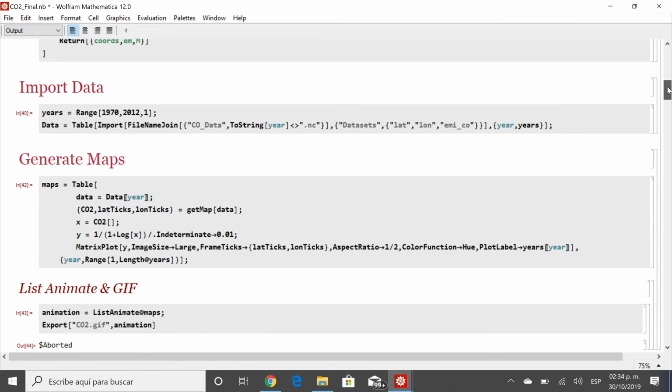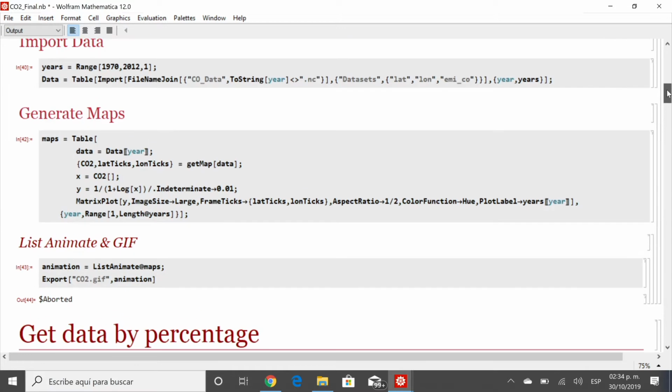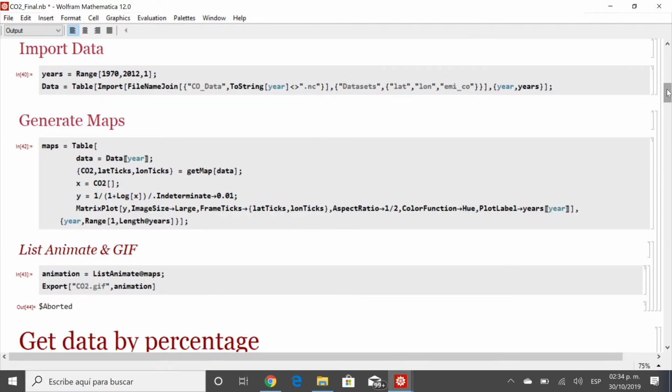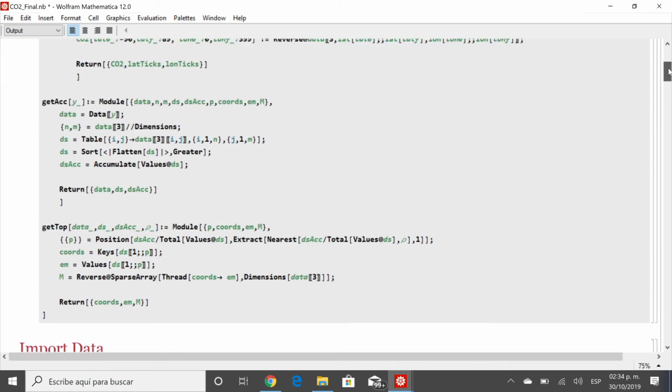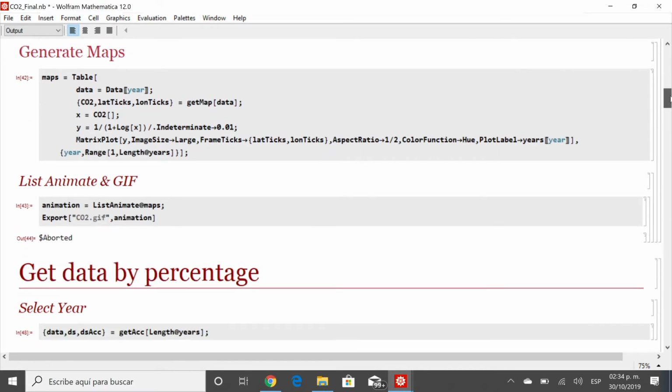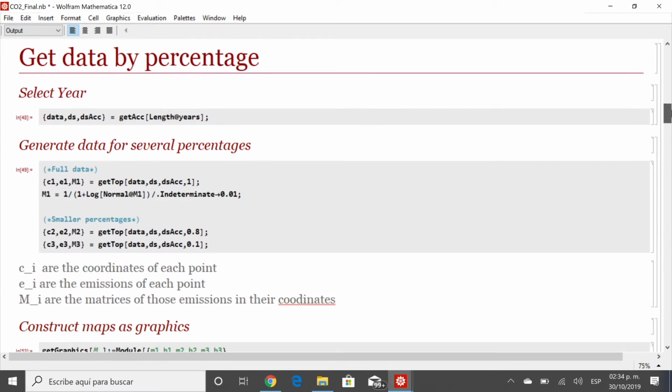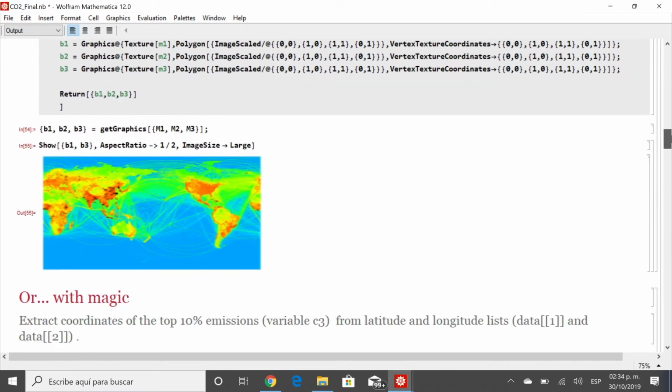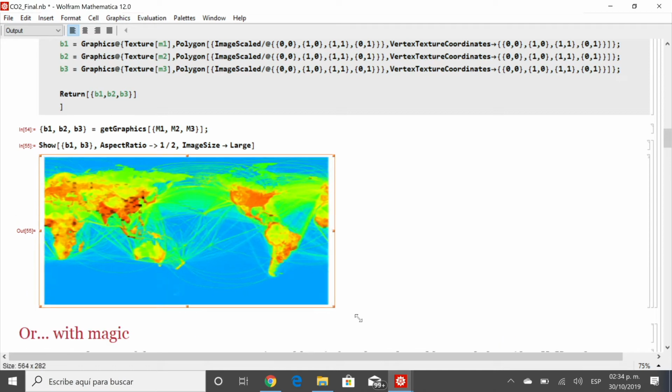So we import this data, we generate the data from the coordinates. The data corresponds to latitude, longitude, and CO2 concentration. And it's normalized by year so that you can actually see the amount of CO2 as a percentage of the total. And this is one of the images we got.